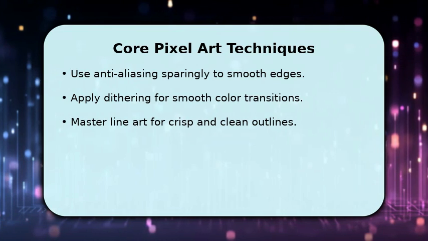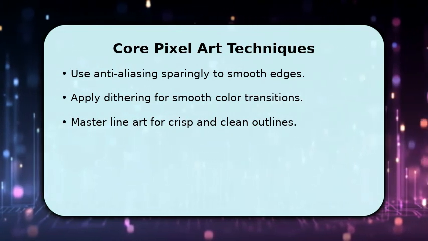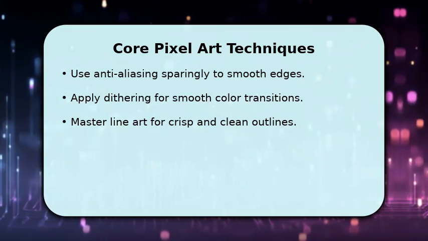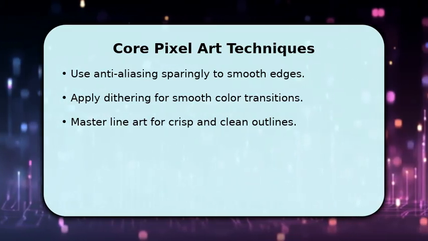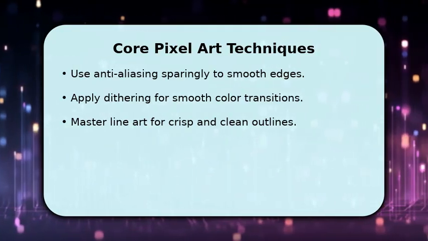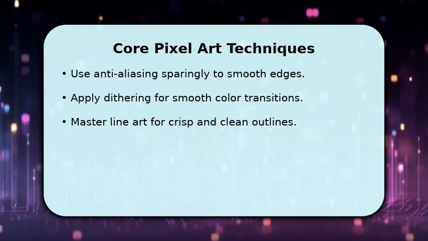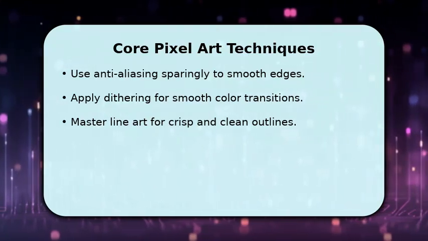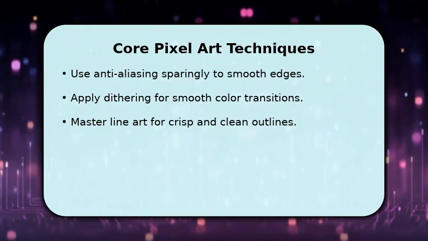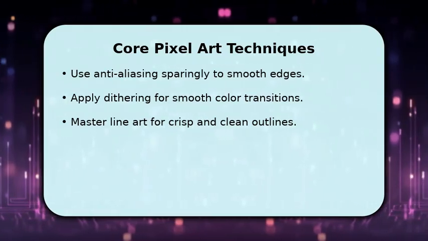Now, let's dive into some essential techniques. Anti-aliasing can soften jagged lines, but use it carefully to avoid blurriness. Dithering helps create the illusion of more colors and smoother gradients, especially with limited palettes. Practicing clean line art is crucial for defining your sprites and ensuring they stand out clearly in your game. These methods will significantly enhance your pixel art.